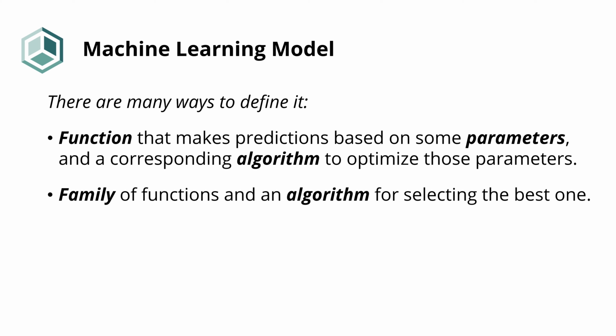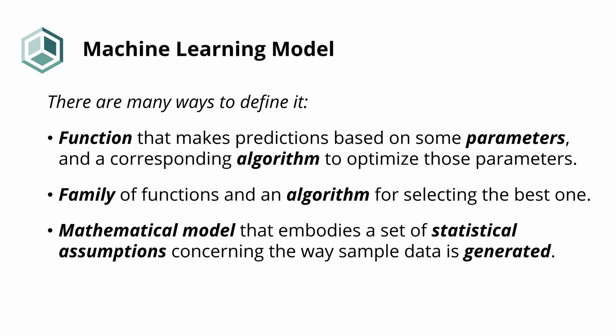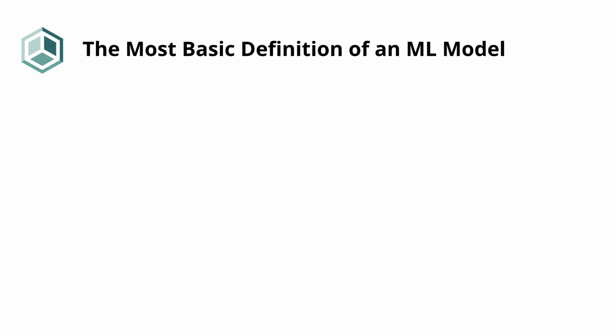Another view might be that a model is a mathematical structure that embodies a set of statistical assumptions about the way its data is generated. Behind each of these views is a large field of study, which we tried to compress into a simple definition, mainly to show that there are different ways in which experts look at models. However, for the sake of our introduction to the field, we can take the view most natural to beginners, the outside view. Namely, let's view the model as a black box and try to get a feeling for what it is in terms of how we interact with it.